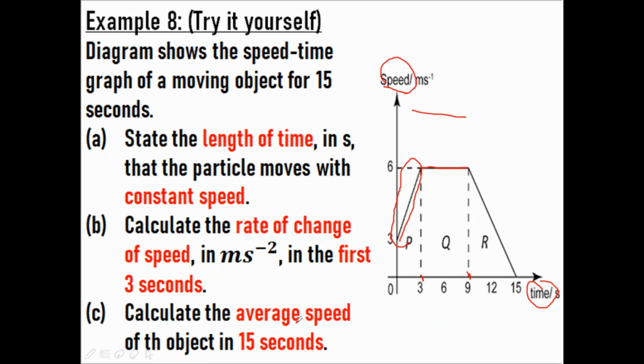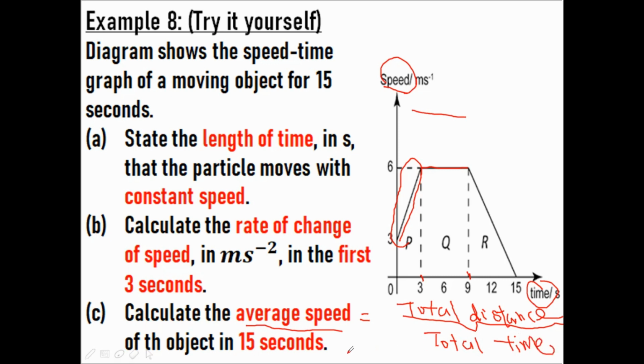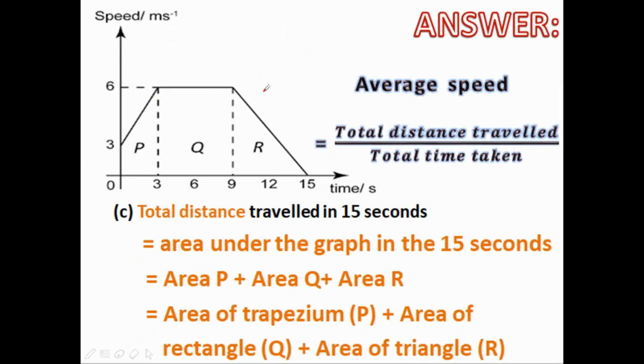C. Calculate the average speed of the object in 15 seconds. To find the average speed, we have to use the formula: average speed equals total distance traveled over total time. The total time is 15 seconds. Now we have to find the total distance traveled. To find the total distance traveled for a speed against time graph, we have to find the area under the graph. So we just divide this graph into 3 parts, which are P, Q, and R.